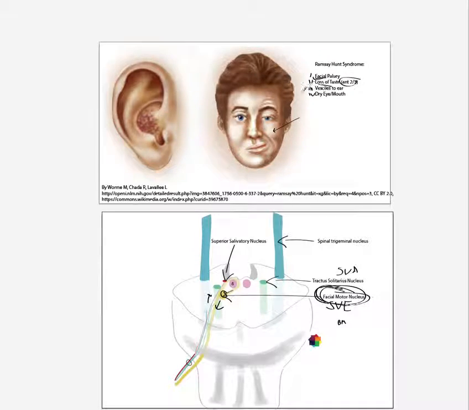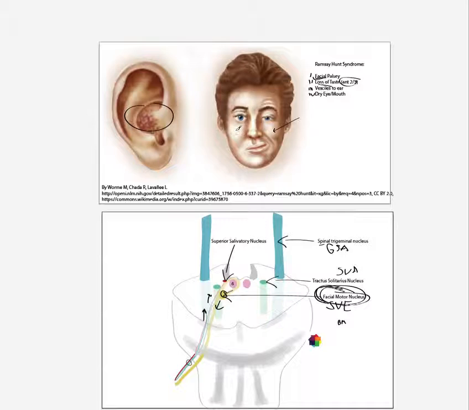The other thing that these people get is vesicles in the ear, and they get very bad ear pain. The reason is the spinal trigeminal nucleus. The spinal trigeminal nucleus has general somatic afferent fibers that convey touch, temperature, and pain sensation from the outer posterior aspect of the external ear and external auditory canal. And when you have herpes, you get those herpetiform vesicles over that aspect of the ear.